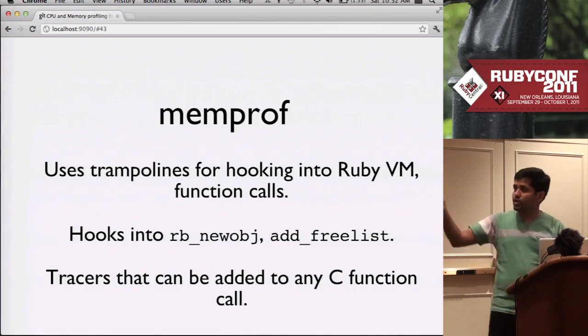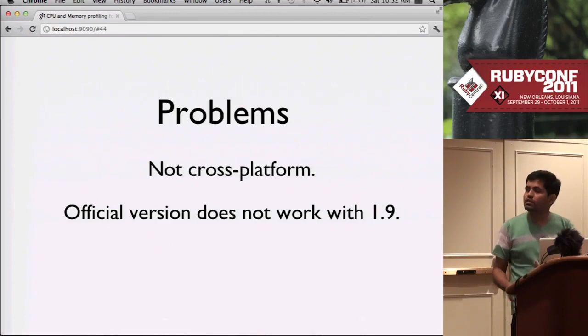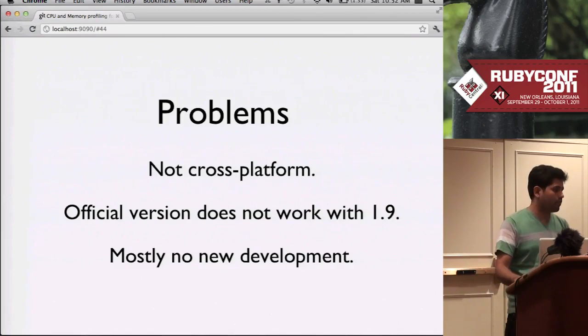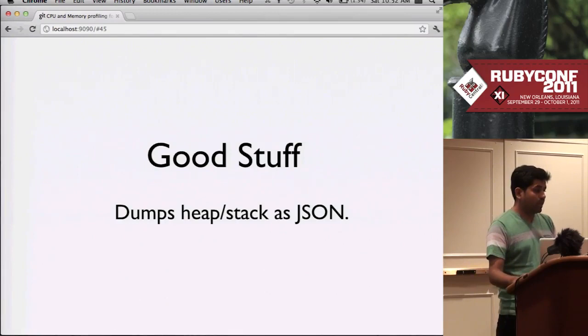This is called traces. Traces can be added to pretty much any C function call. The problem with that is this is not cross-platform, and the official version does not work with 1.9. There has been mostly no new development for a while now, and it needs a hosted web-based visualizer. So these are the bunch of problems that are there with memprof. The good stuff is that it dumps heap and stack as JSON, so you can use other tools as well to visualize your heap and stack.